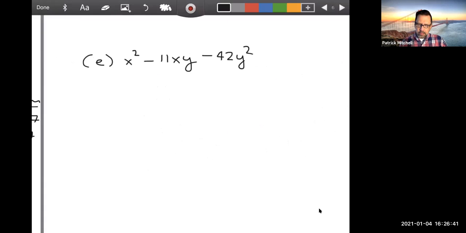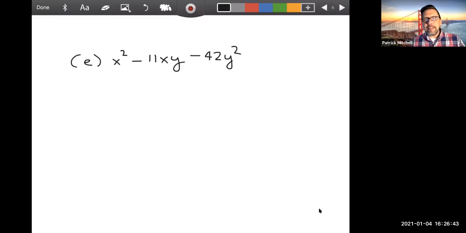All right. Next, x squared minus 11xy minus 42y squared. So believe it or not, the GCF here is still 1. For example, x squared and 42y squared don't have anything in common.